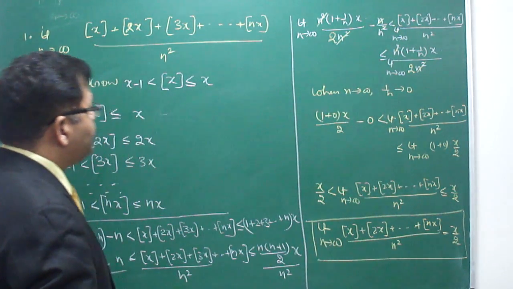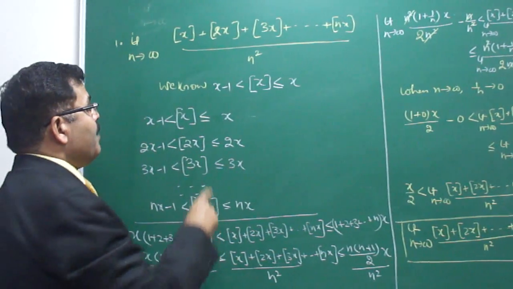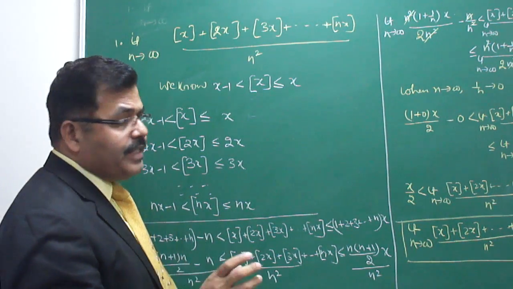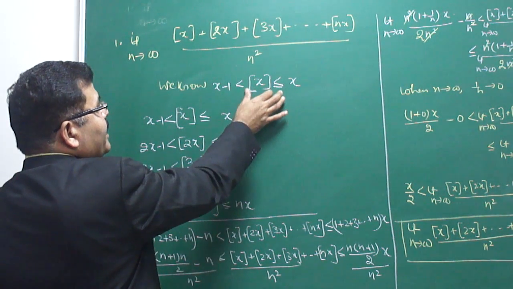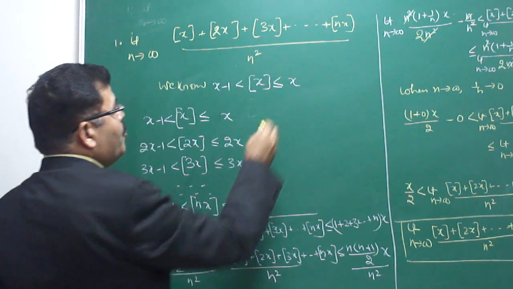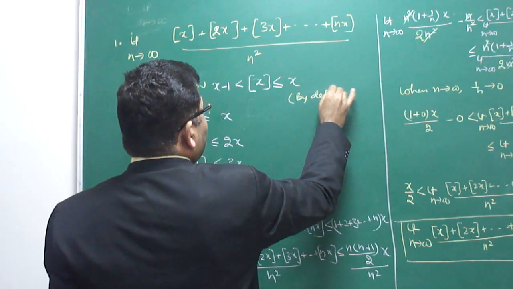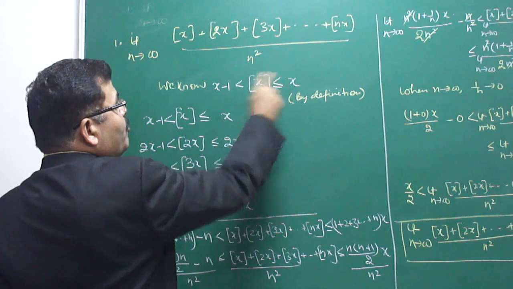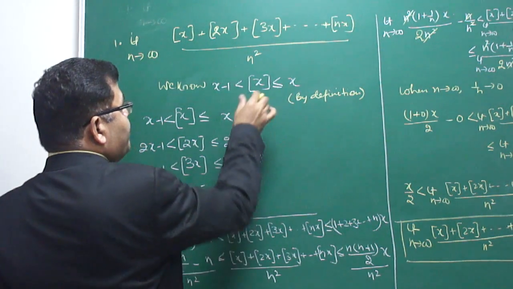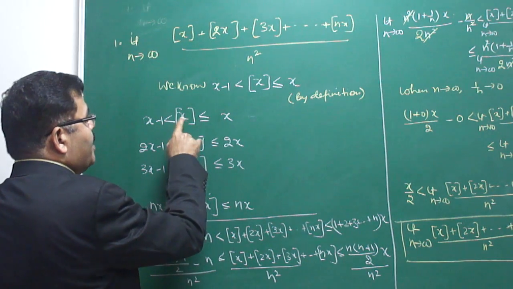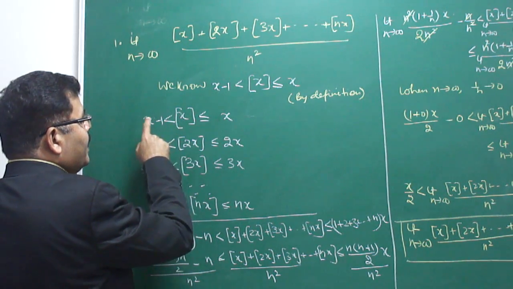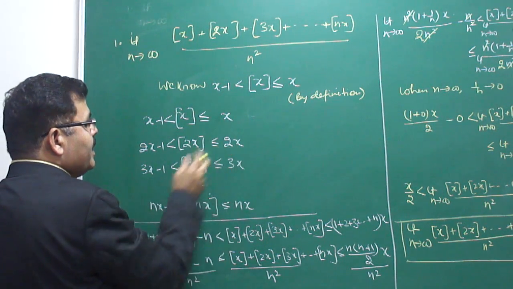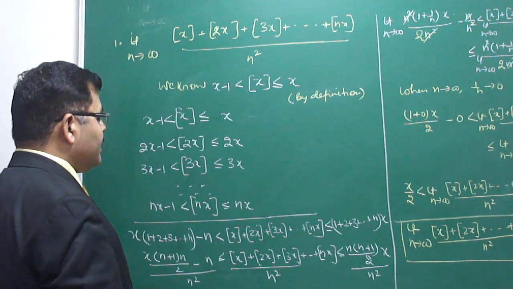Let me explain once again. This is the question, and we have to deal with how to handle the greater integer function. We will start from the basic definition. What is the basic definition? The greater integer function of x, by definition, is nothing else but it is less than or equal to x. Either it would be less than or it would be equal to, but it must be greater than x minus 1. So I have written here that the greater integer function of x is greater than x minus 1 and less than or equal to x. Similarly, for 2x it is less than or equal to 2x but greater than 2x minus 1.